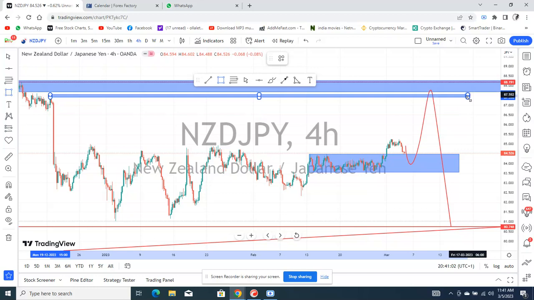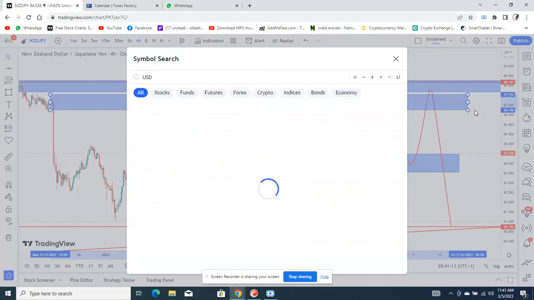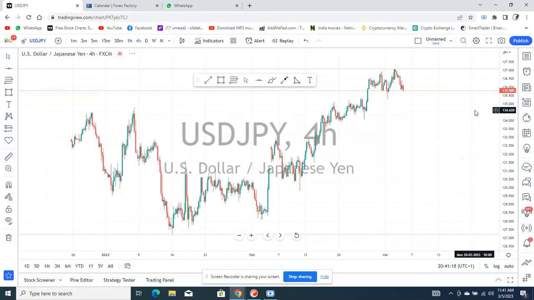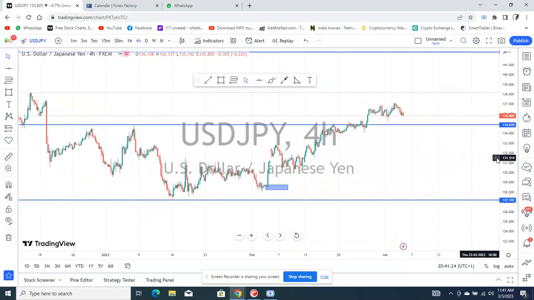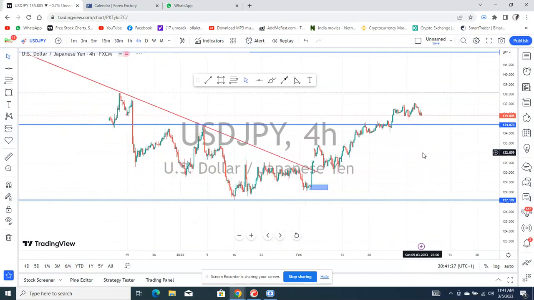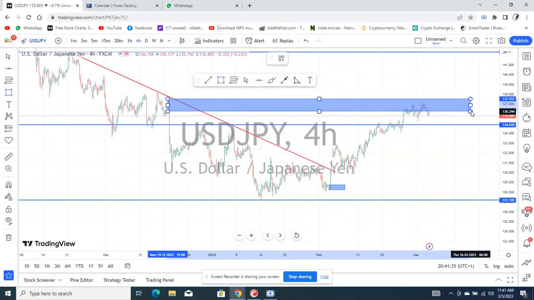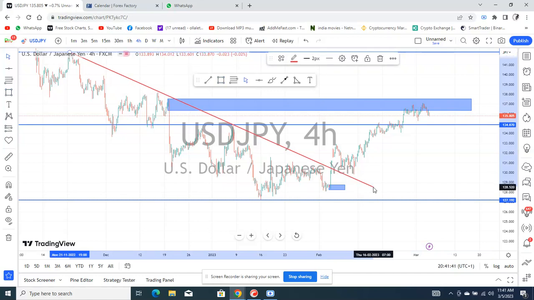NZDJPY. Now let's check USDJPY. In the case of USDJPY, I had this setup before, in a way that I said that okay, what I'm actually expecting this price to do, price has already done it here. See now, this is a good setup. It's a setup now. This is a setup.